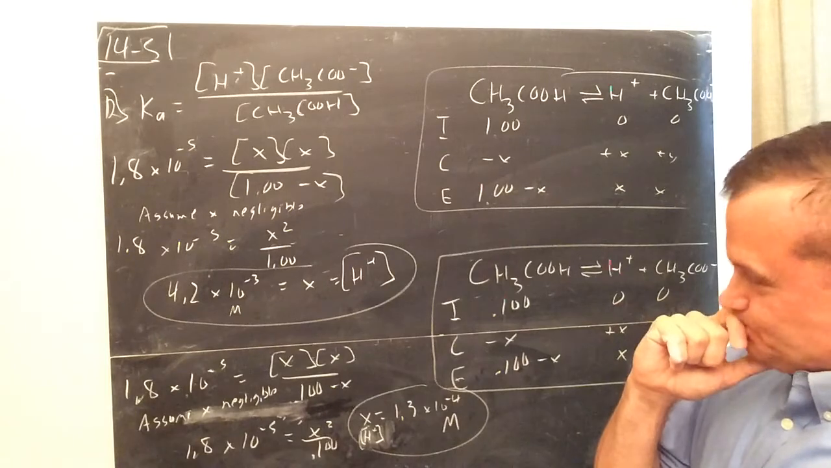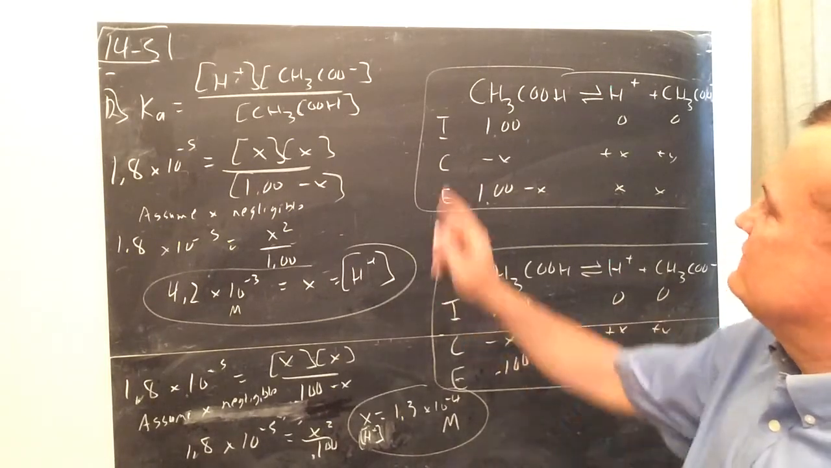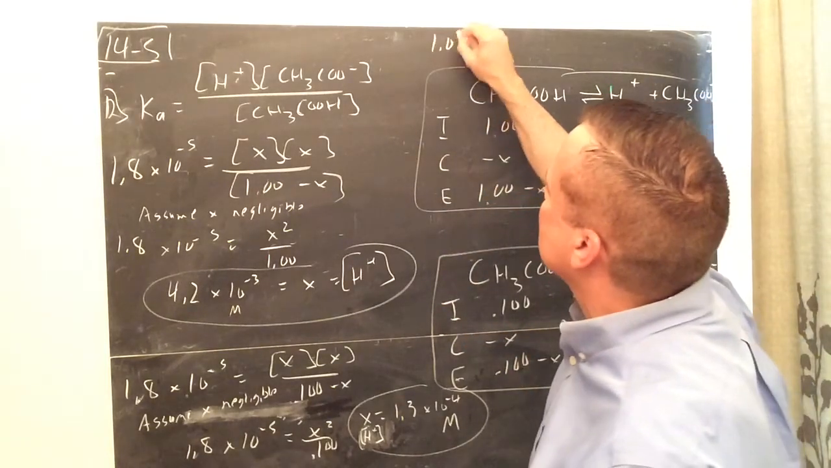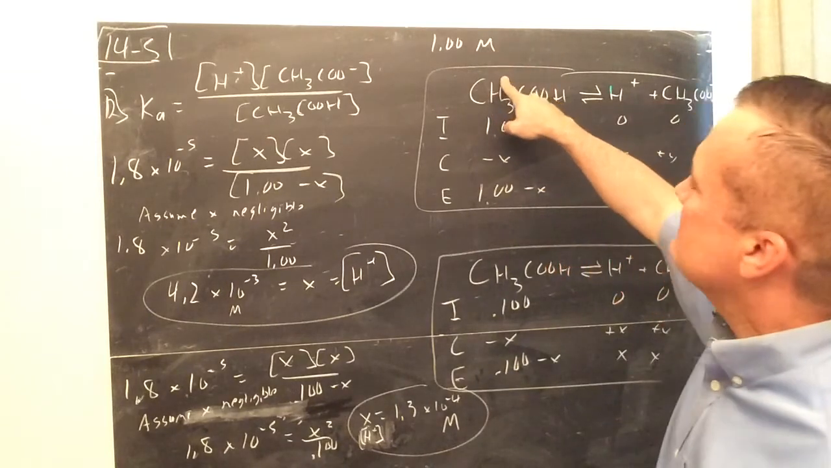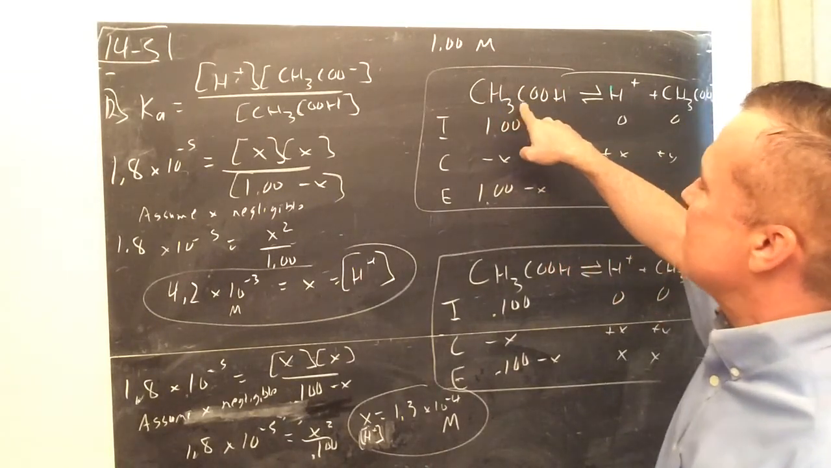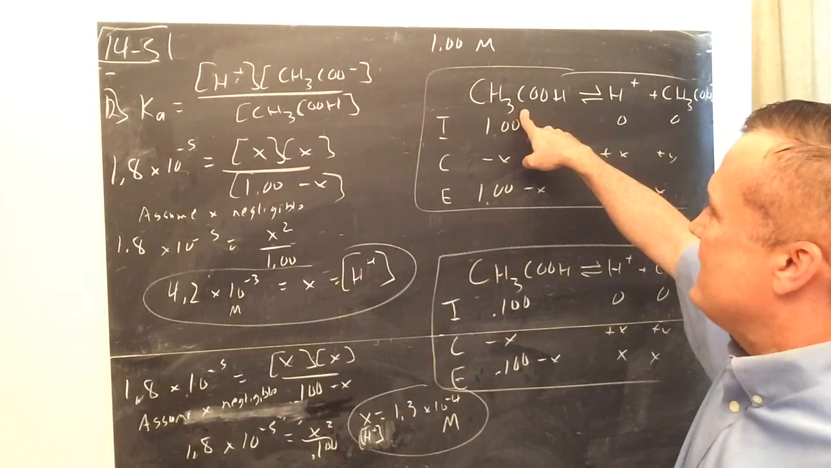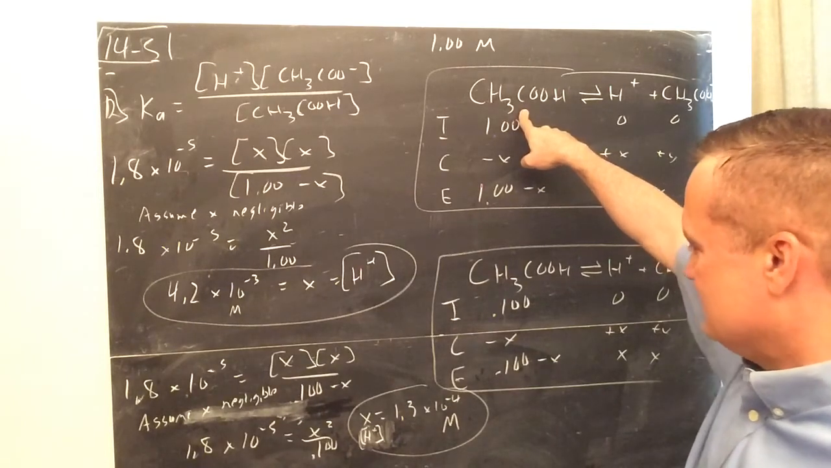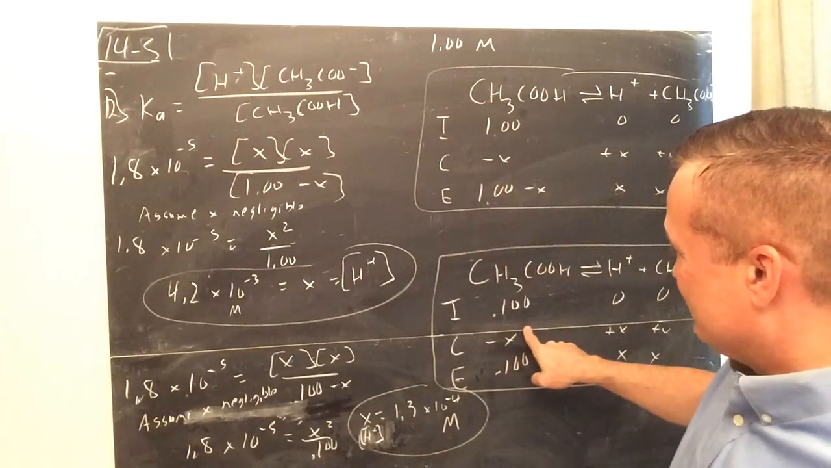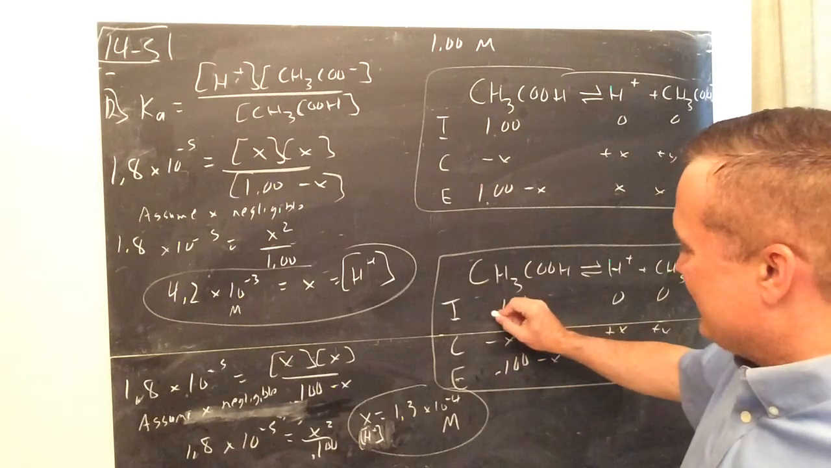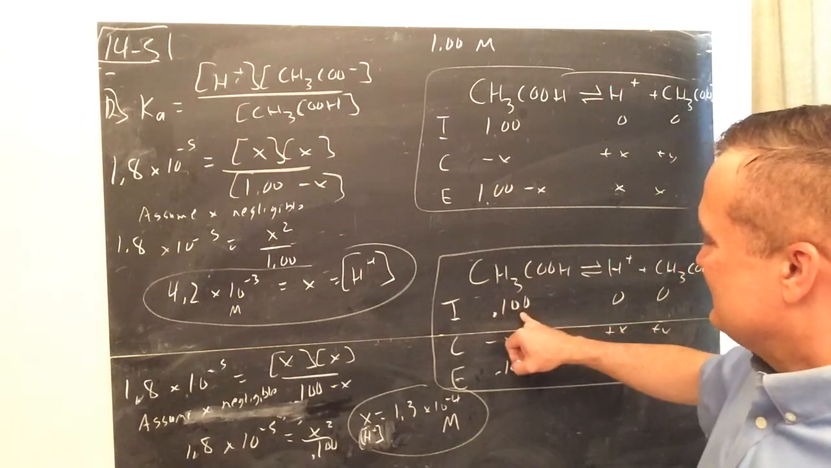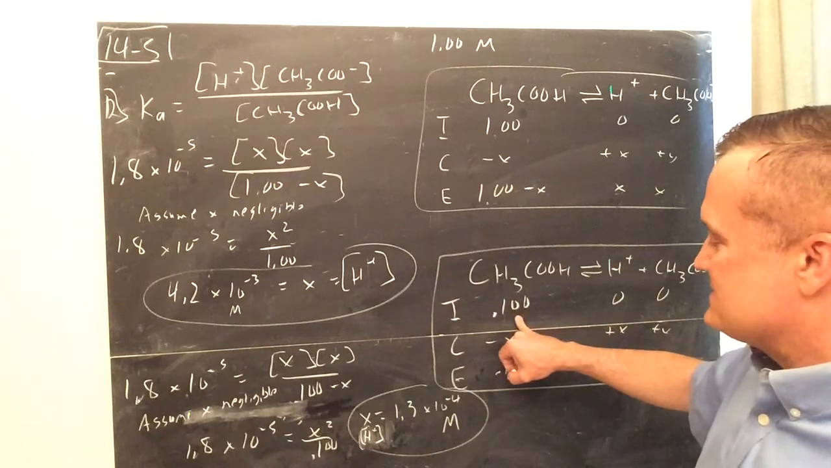All right, here's what you need to notice. This problem was 1 molar, and 1 molar means that you have a whole lot more of the acetic acid. Here you have less acetic acid. It's more dilute. You might say more diluted.